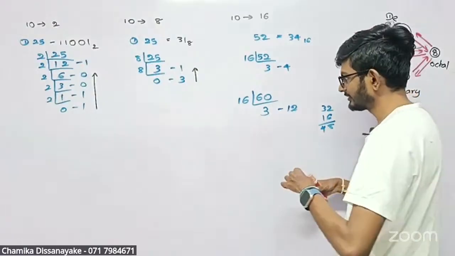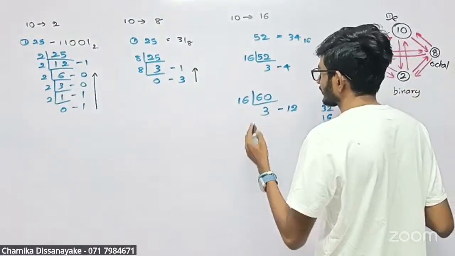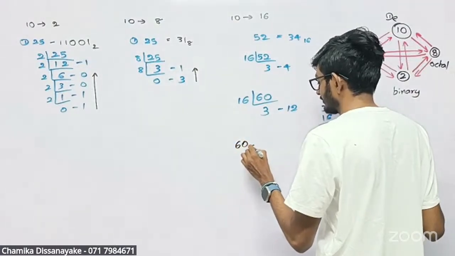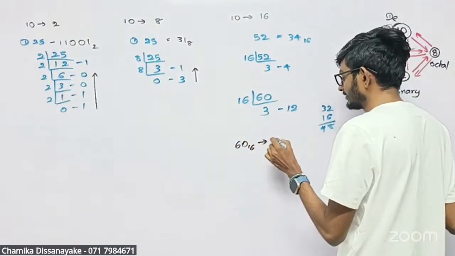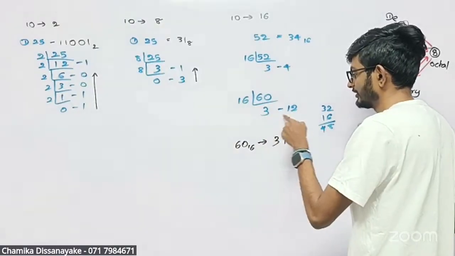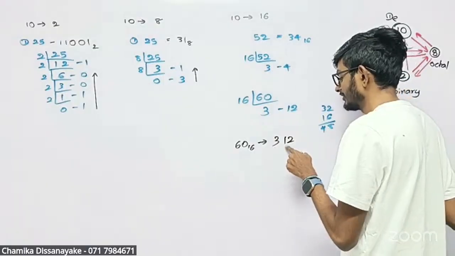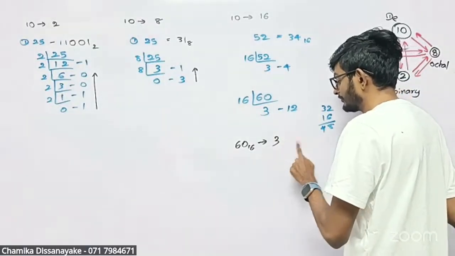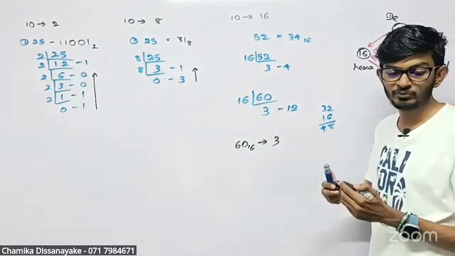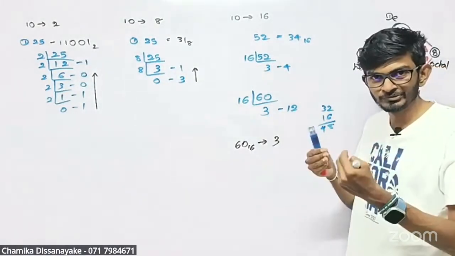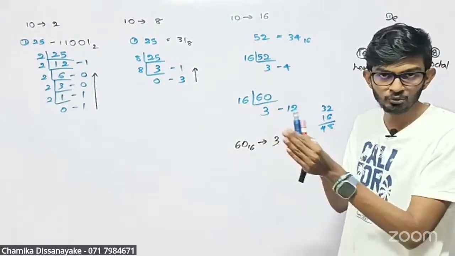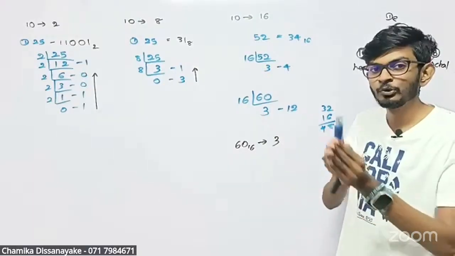So when we write the answers, we can't just write 3, 1, 2. Because here we have 3 and 12. We can just write 3 and 12. Okay? Because this 12 is the value. I told you there is a value and a symbol. There are two different things, value and the symbol.